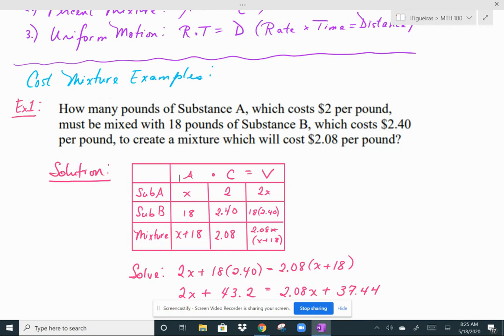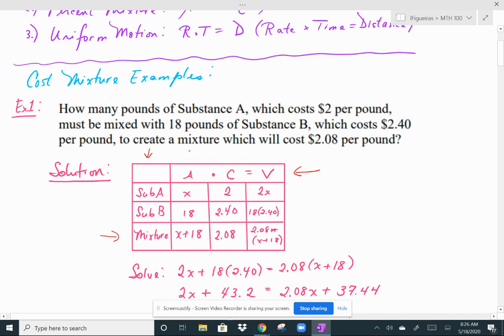How many pounds of substance A, which costs $2 per pound, must be mixed with 18 pounds of substance B, which costs $2.40 per pound, to create a mixture which costs $2.08 per pound? Remember, the formula is amount times cost is value. So we use a chart in order to keep ourselves organized. In the first column, we put the ingredients. So we have substance A and substance B, and those get combined together to create a mixture.